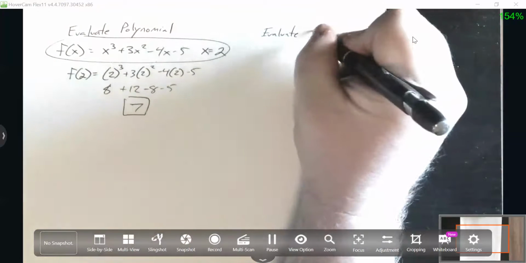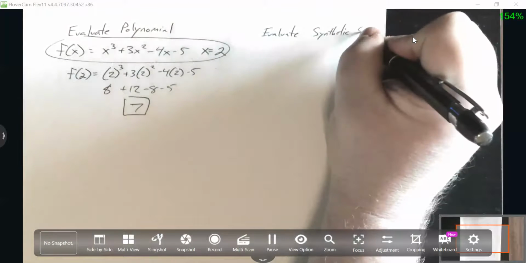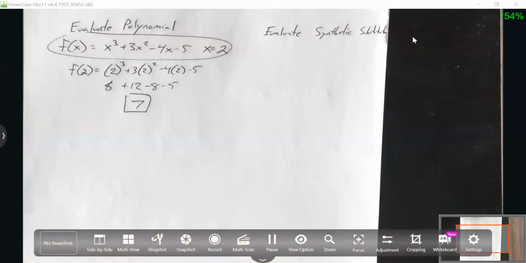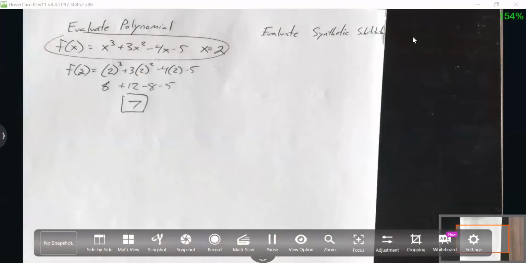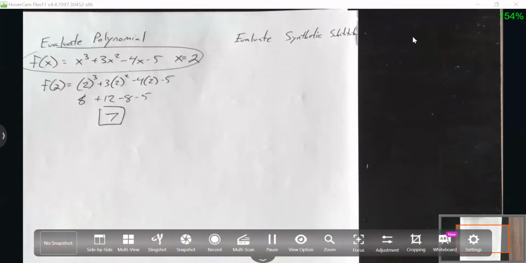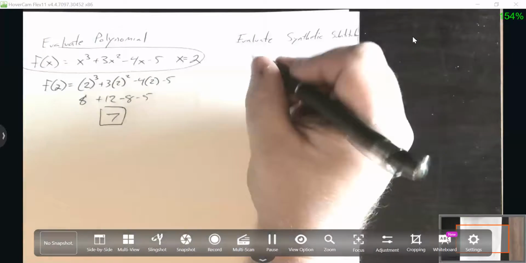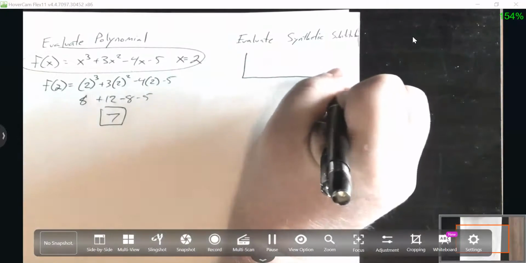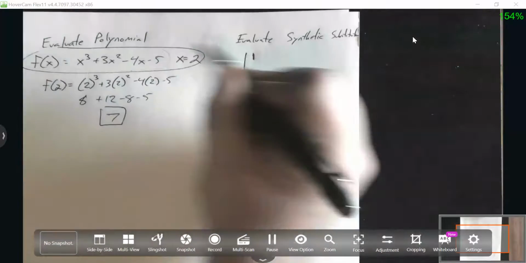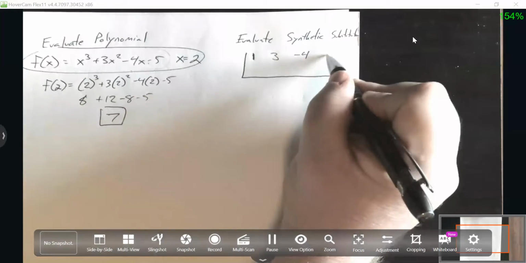using synthetic. Sometimes it's called synthetic evaluation, sometimes it's called synthetic substitution in this case. Both of them are used, they almost mean the same thing, although not quite. There's a little bit of a difference. But we're going to synthetic evaluate this polynomial. So to do this, we have a very distinct process. We're going to take our polynomial and we're going to write down just the coefficients inside of a little bracket here. So we had a 1x cubed, so I put a 1, a 3x squared, a negative 4x, and then a minus 5.